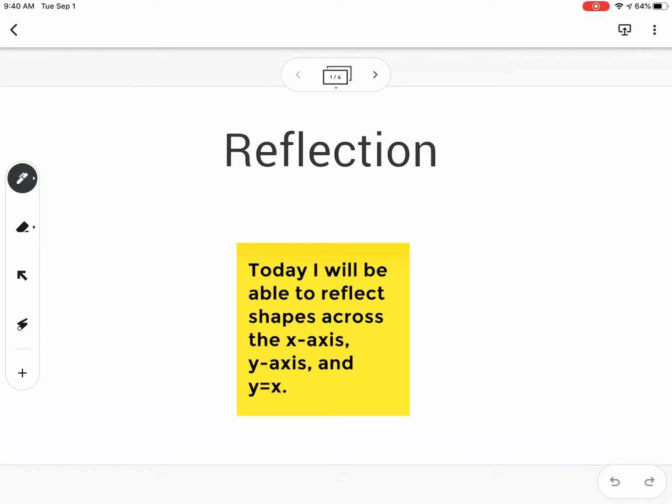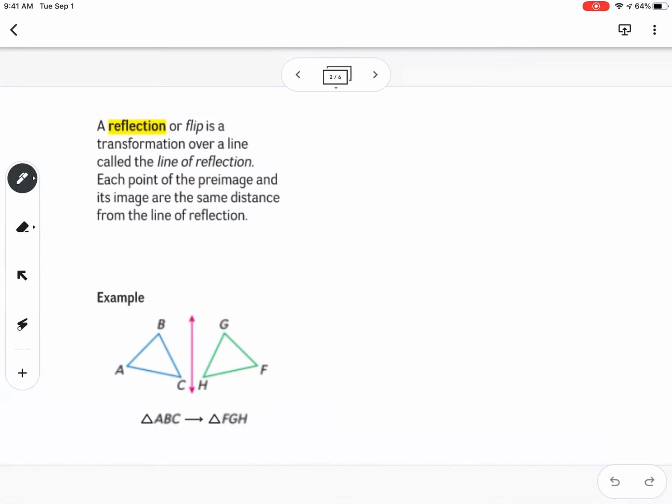In this lesson, we're going to be talking about reflections of shapes. Your objective today is: I will be able to reflect shapes across the x-axis, y-axis, and y equals x. So we're doing 3 types of things today. First, we're just looking at what is a reflection.